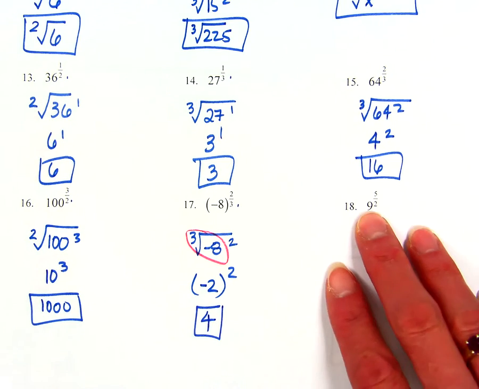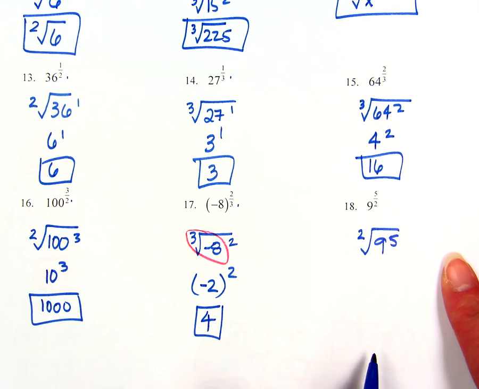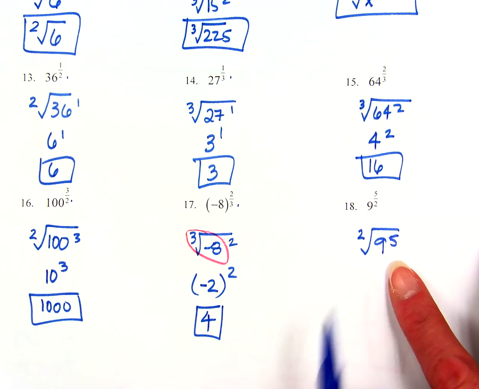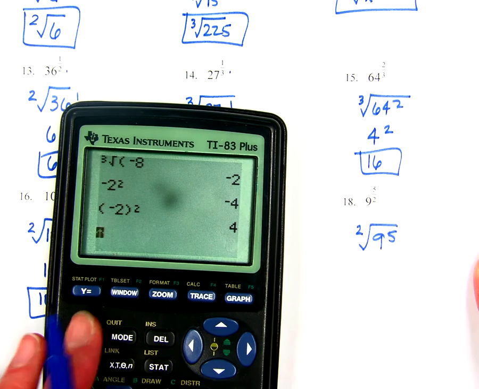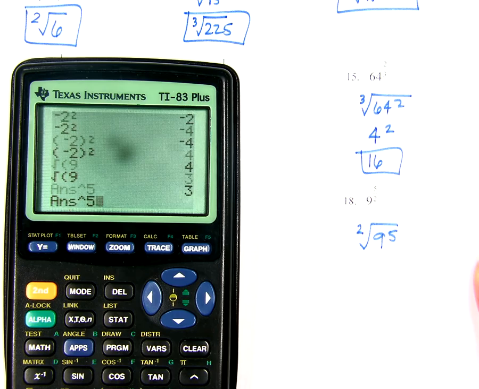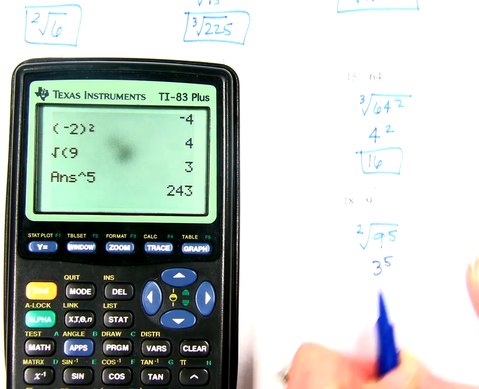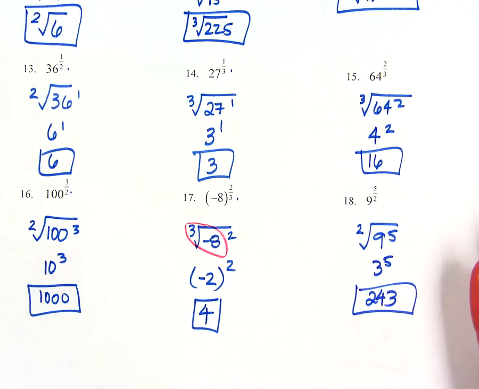All right, and then the last one is the square root of 9 to the 5th power. All right, so can you do the square root of 9? Yeah, square root of 9 is 3. And then what is 3 to the 5th? It's 243. All right, so double check all your work.